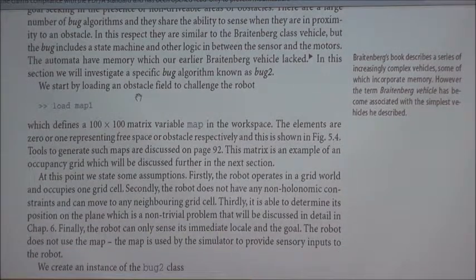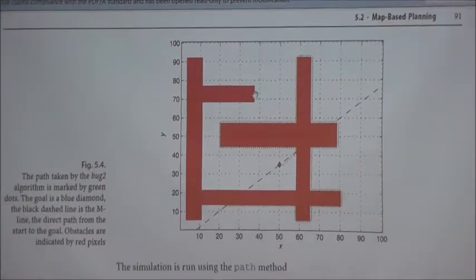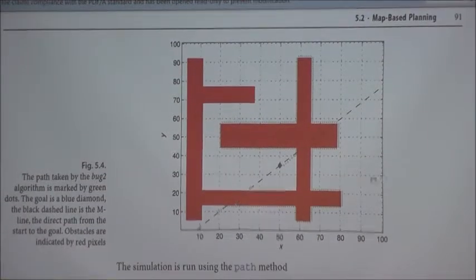The package has also created a command called map1, which gives you a 100 by 100 matrix variable, or a map, in the workspace. The elements are 0 or 1, representing free space or obstacle. If it is 0, that means that particular cell is free to navigate to. If it's 1, it means some obstacle is there. So figure 5.4 looks like this. This is your map.